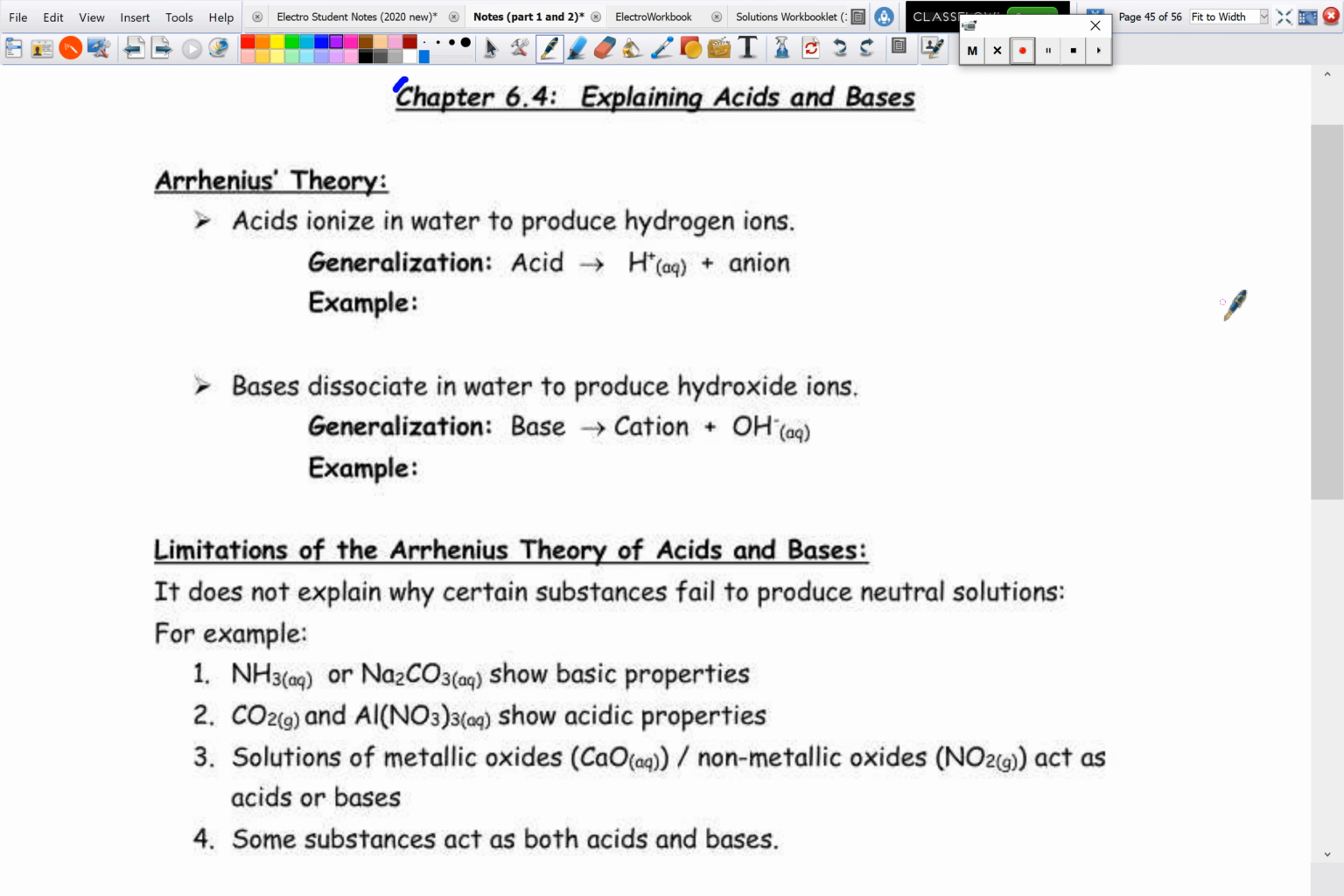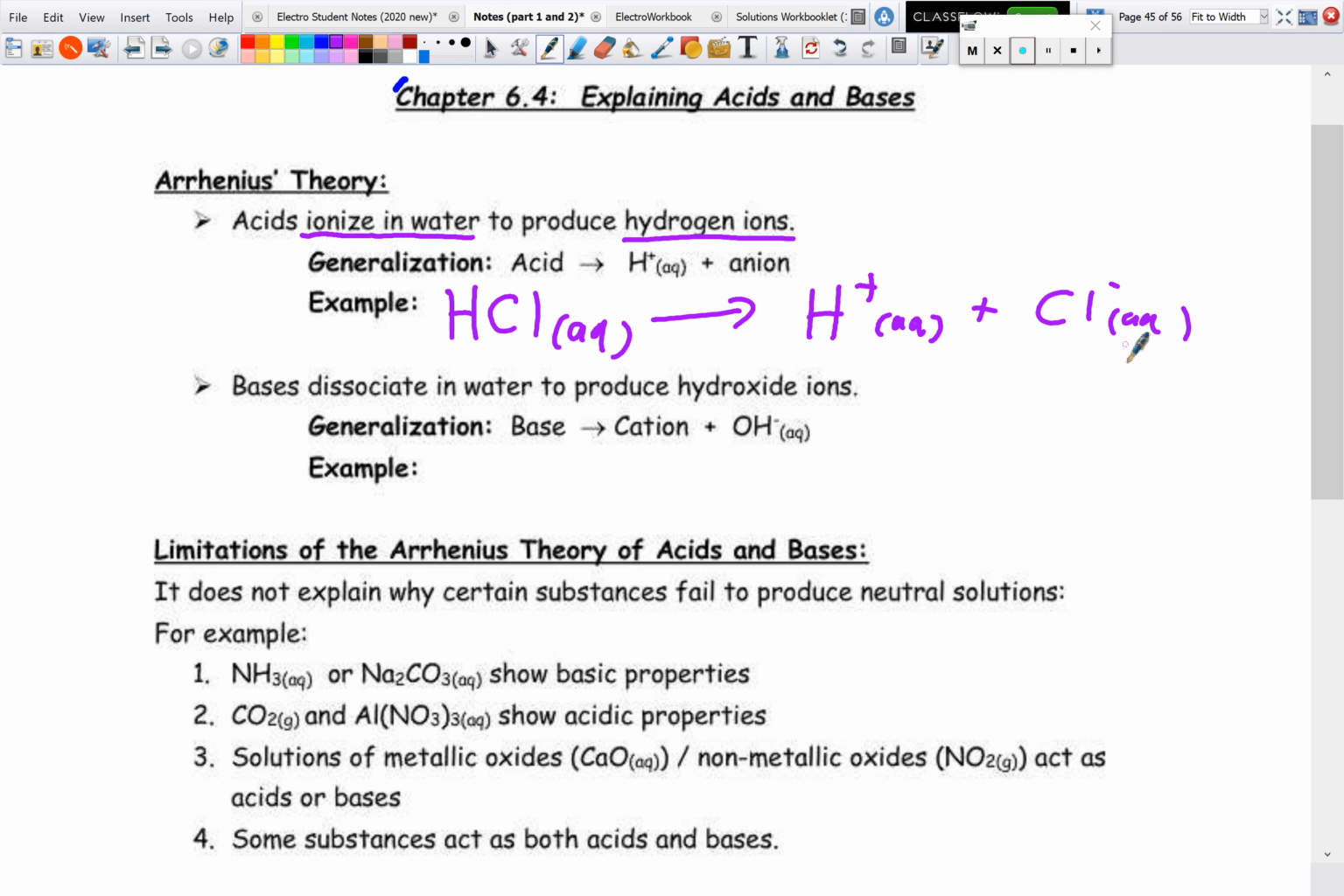So first, just a little reminder on the Arrhenius theory, and this was right at the beginning of our acids and bases. We had acids ionize in water to produce hydrogen ions. This was the original theory. So our ionization equation was we start with our acid, we produce our hydrogen ion and anion. For example, we had something like HCl, which is a strong acid. It ionizes to produce H+ and Cl-. And that is why all acids needed to have a hydrogen present.